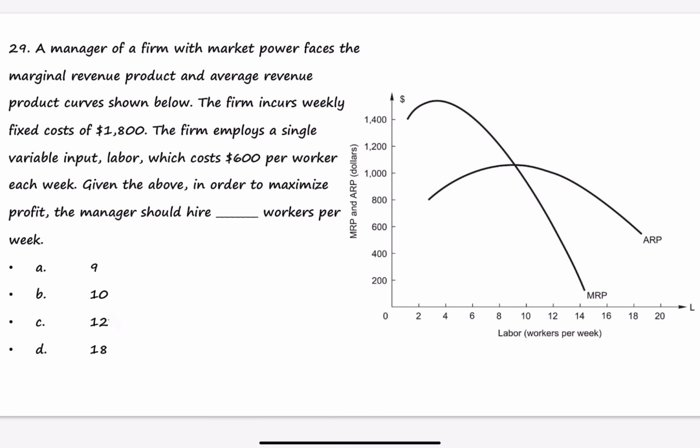A manager of a firm with market power faces the marginal revenue product and average revenue product curve shown below, incurs weekly costs of $18,000. The firm employs a single variable input labor, which costs $600 per worker. Given the above, in order to maximize profit, the management should hire blank workers. This means that 600 is our short-run marginal cost. So we're going to take 600 and we're going to go to our marginal revenue product of labor and go down. Let me see, they should hire 12 workers.